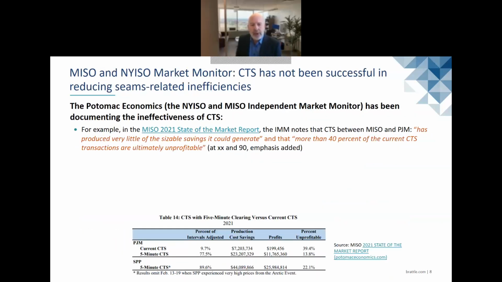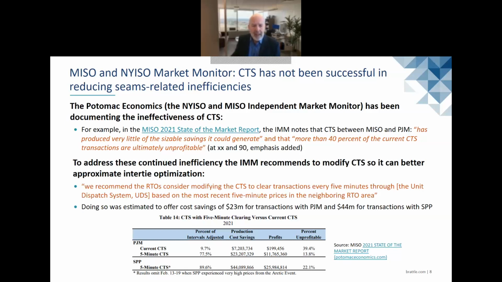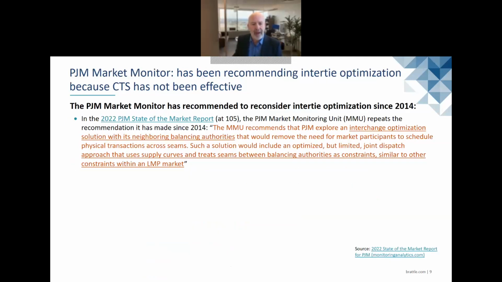The reality, when we look at this today, is that CTS has not at all been successful in reducing the seam-related inefficiencies. Atomic Economics pointed out that more than 40% of the CTS transactions are ultimately unprofitable. And they recommended that CTS would have to be improved, and clearing would have to happen at a 5-minute interval to take advantage of the most recent 5-minute price differences, and not rely on forecasts that are outdated by the time you get to real time.